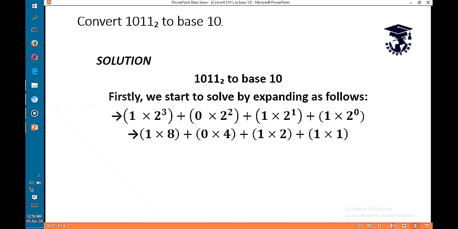Okay, then we'll move on to simplify this expression. In the first bracket, 1 times 8 is equal to 8, plus 0 times 4 is equal to 0, plus 1 times 2 is equal to 2, plus 1 times 1 is equal to 1. And so we add these digits together to give us our final answer. 8 plus 0 is equal to 8. 8 plus 2 is equal to 10. And 10 plus 1 is equal to 11. 11 in base 10, which gives us our final answer.